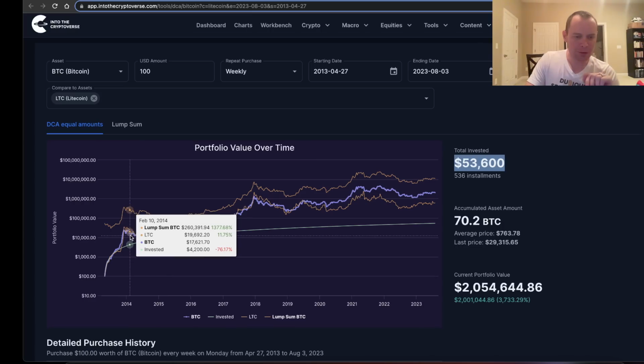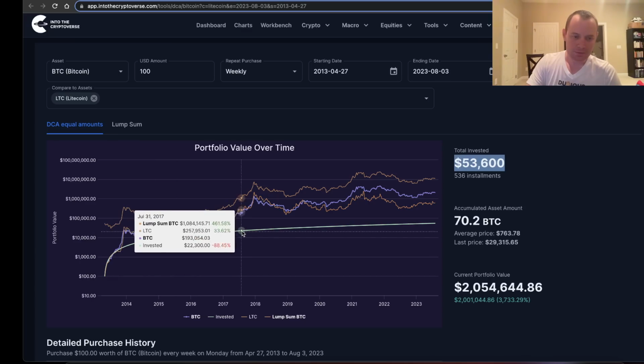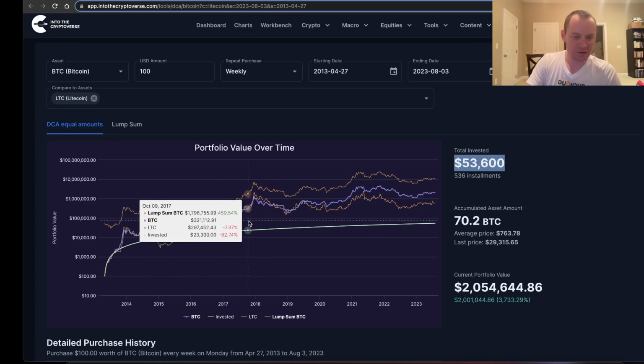And at this point, Litecoin was in the lead, right? At this point, you would have invested $4,200. Your Litecoin portfolio would have been worth $19K. Your Bitcoin portfolio would have been only worth $17K. But as you go further, the Bitcoin portfolio takes over, and then it's $18,000 for your Bitcoin portfolio and only $10K for your Litecoin portfolio, and you would have only invested $6,300. So your Bitcoin portfolio would have been up like 3x, and your Litecoin portfolio would have only been up less than 2x. But in the next cycle, you can see that they sort of flip-flop around.